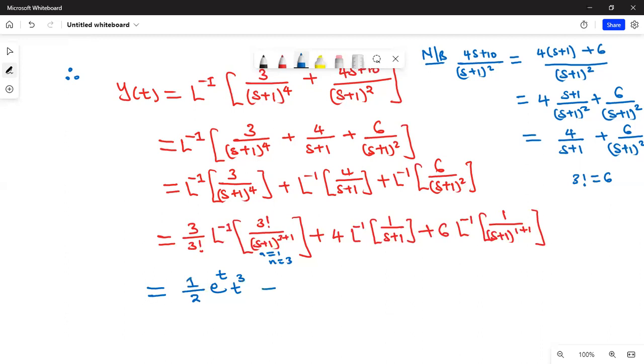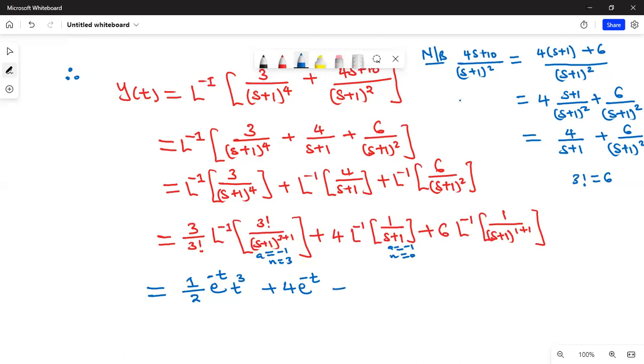This other one is plus 4. And here a is -1. Of course, we said a is -1, so this should be negative. Remember, this is a is -1 because it's s minus a. So wherever you have s plus 1, that means a is -1. Even here, a is -1, and our n is 0. So we'll have exponential of -t times t raised to 0, which is 1, which I don't need to write.